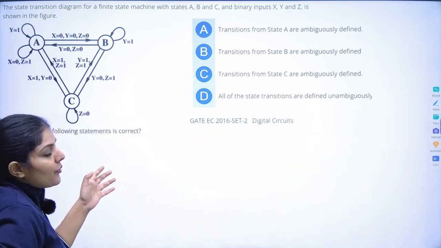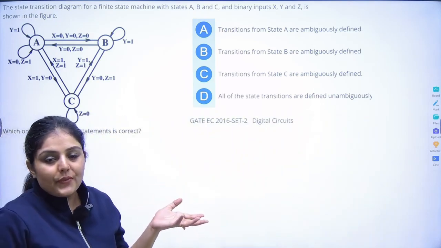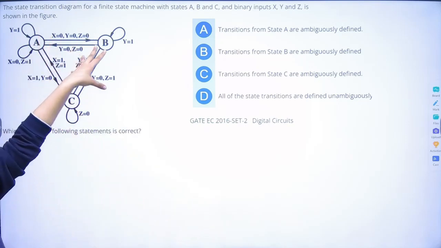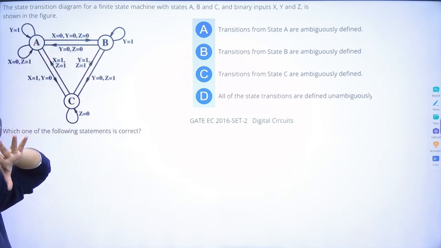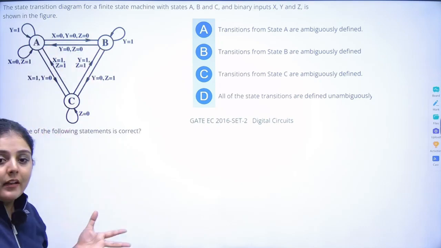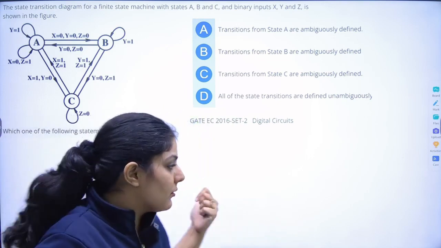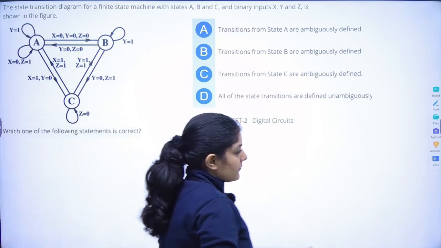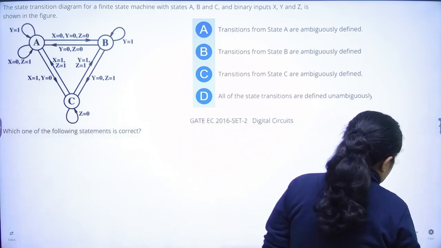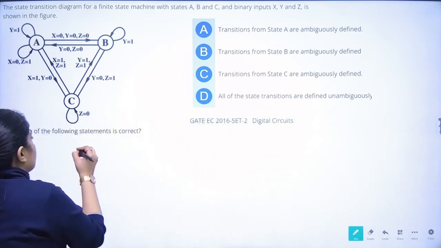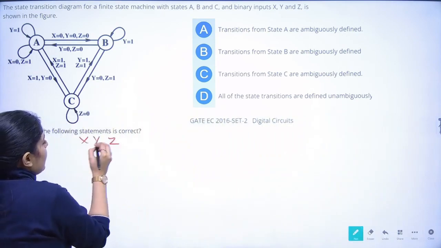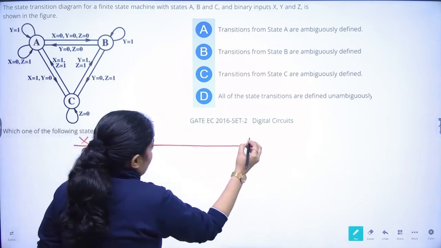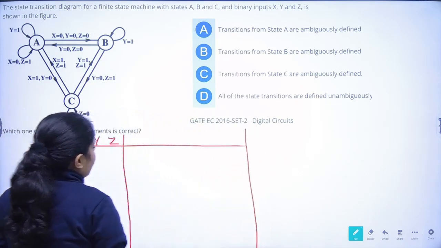So now in order to find out the ambiguity, we have to again draw the truth table, because if we look at the state diagram, it will be very complicated for us to find out when the ambiguity is occurring. So we just draw the truth table. So take X, Y, Z inputs. For all the cases, we will be drawing this.